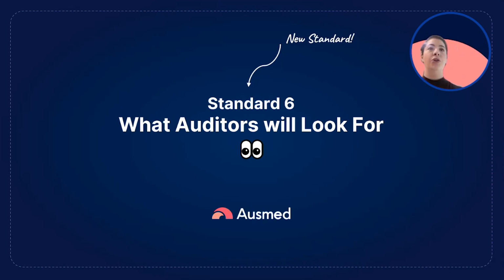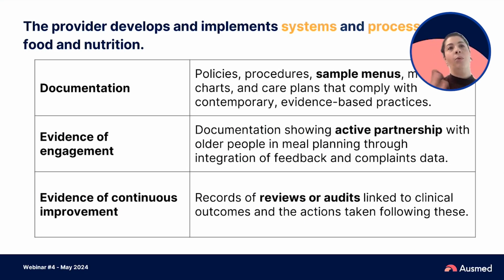A quick look, because it's new, at what auditors would look for. I've touched on it slightly, and it won't be a surprise to anyone that's done many of these webinars already that there is as much of a requirement for education as there is for good systems and processes. That's really evident when we look at the audit requirements for Standard 6. There is a really heavy focus on developing and implementing systems and processes for food and nutrition. In terms of the evidence that auditors will look for, you've got a table: documentation, evidence of engagement, and evidence of continuous improvement initiatives.